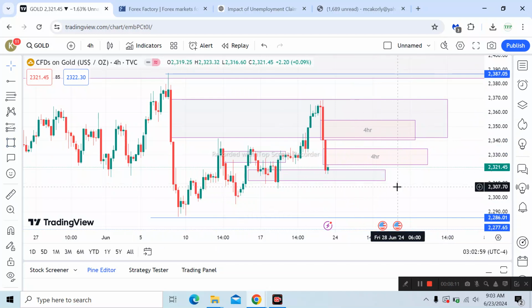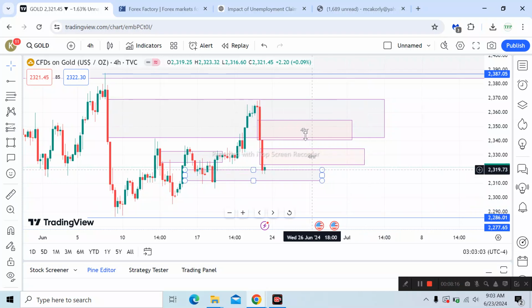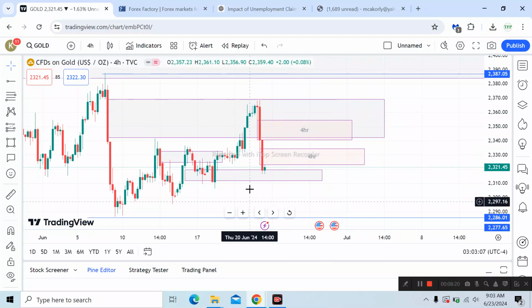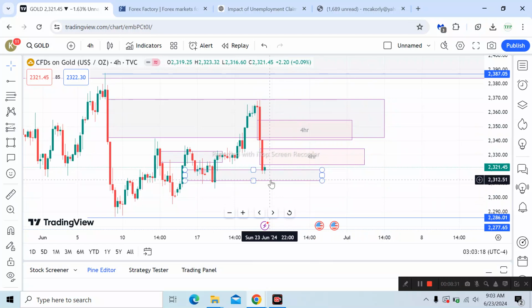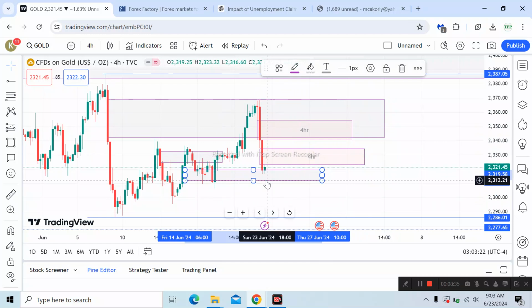So here we have it. We are looking at this imbalance here, and we are looking at this one. So on Monday, that is the coming week, we are going to see if price is going to trade into this imbalance here and then break this one. All right, so this has already played out. We will not need this over here again. We need to take that out.